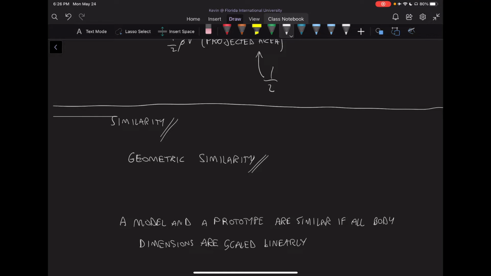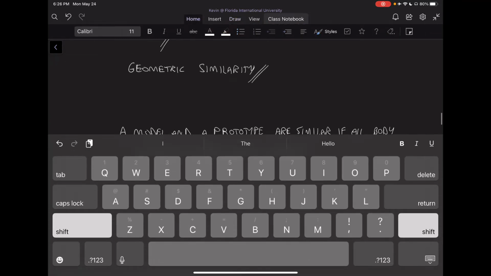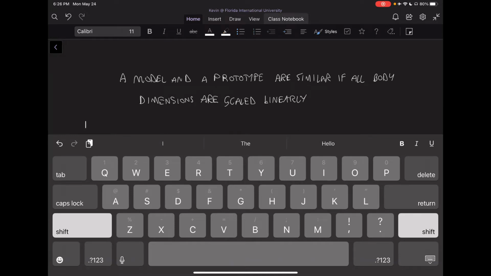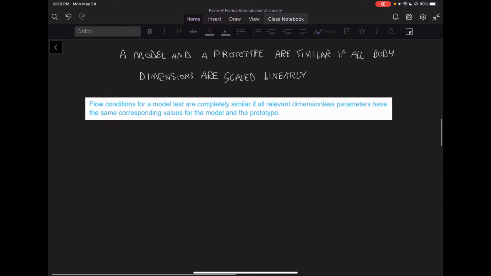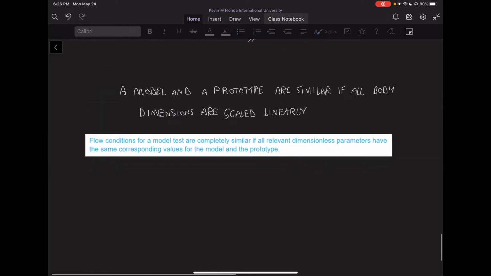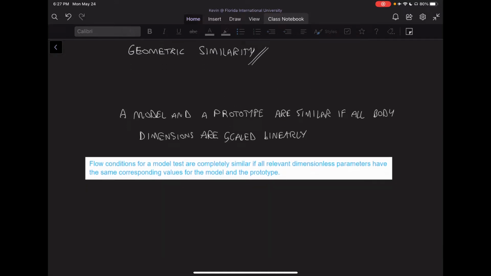And we can go even further than this and state that for a certain system, flow conditions for a model test are completely similar if all relevant dimensionless parameters have the same corresponding values for the model and prototype. Okay, now for our geometric similarity, we can apply this and look at if the prototype is the same geometric similarity as another one. So let's look at an example of this.